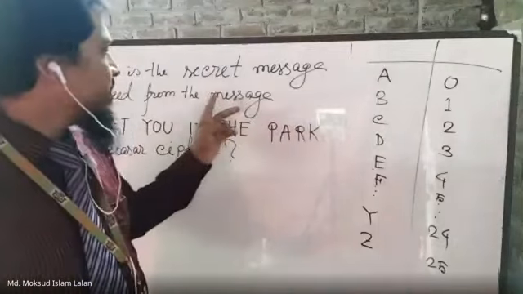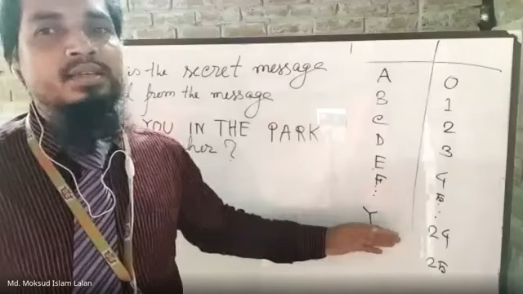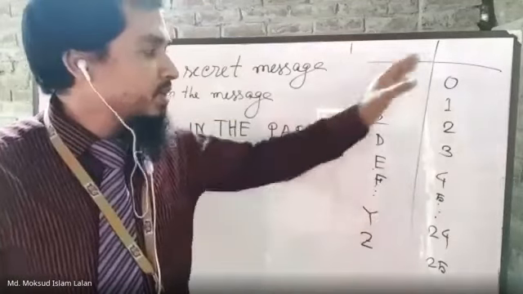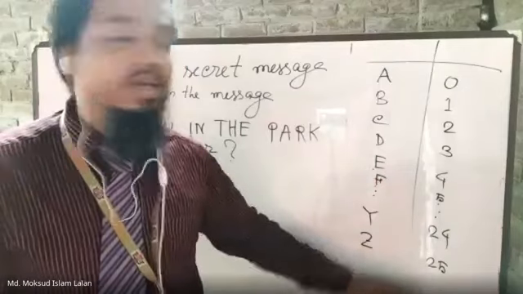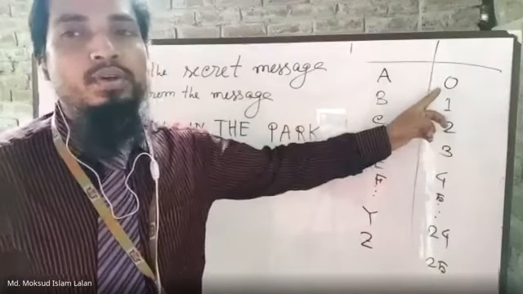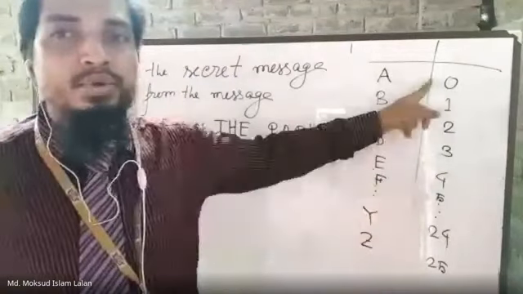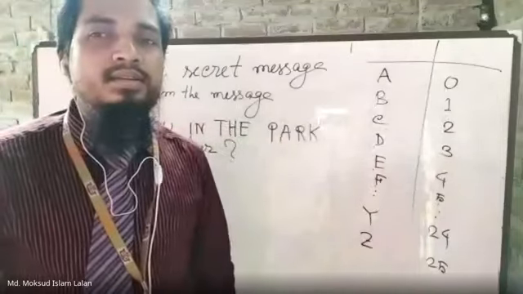Because here we are using mod 26. That's why it is one less. There are 26 letters, and since we are going to divide by 26, it starts from 0. So it goes from 0, 1 to 25, and 26 wraps back to 0. Is it clear? Yes, sir.